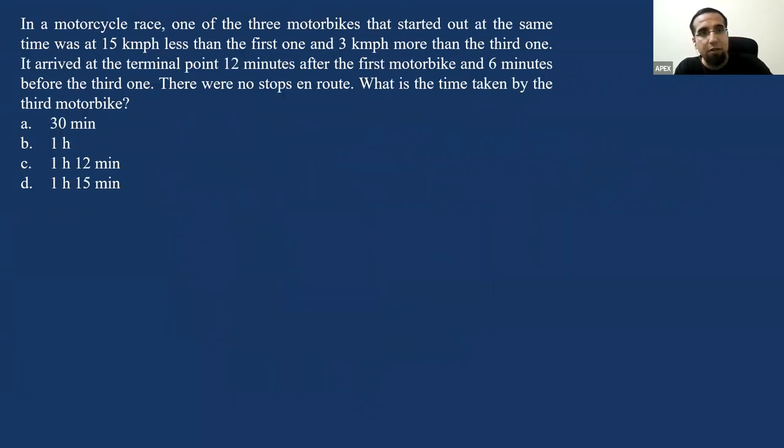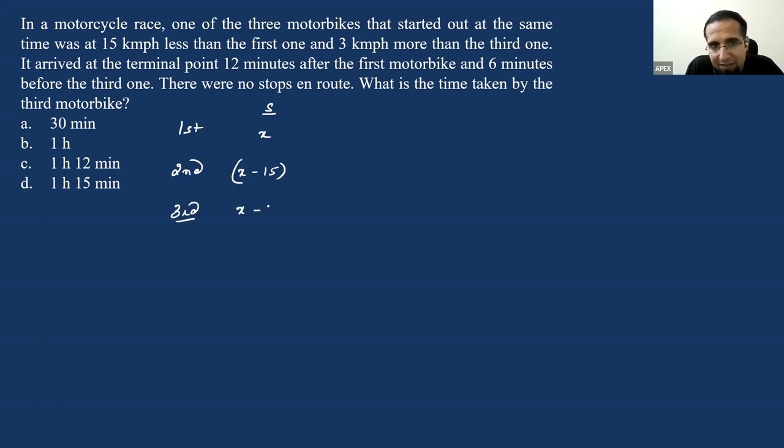Clear? Now let's look at the next question. In a motorcycle race, one of the 3 motorbikes that started out at the same time, so all 3 of them started at the same time, was 15 kilometers per hour slower than the first one. Okay, so let's say I'm talking about speed. If the speed of the first one was x, the speed of the second one was x minus 15. And this was 3 kilometers per hour more than the third one. If this was 3 kilometers per hour more than the third one, I would take this as x minus 18. X minus 18 plus 3. Here the gap is plus 3. This plus 3 is equal to this, and this minus 15 is equal to this. A very simple way of looking at it. Okay, this is P.